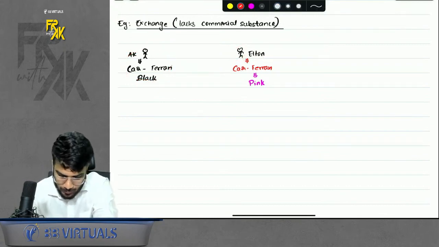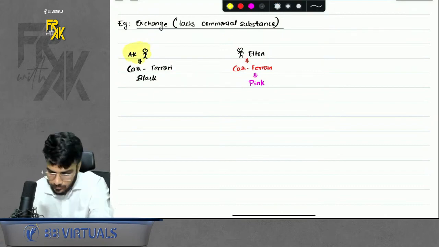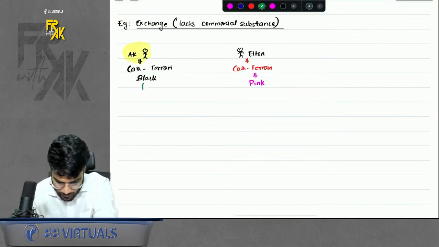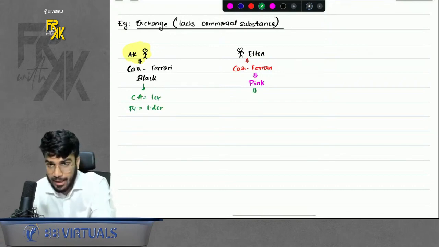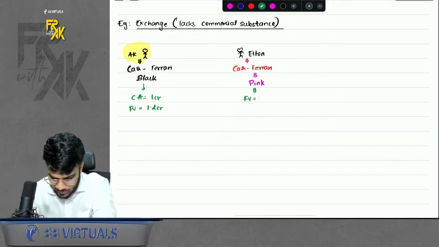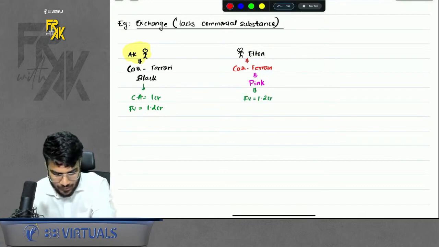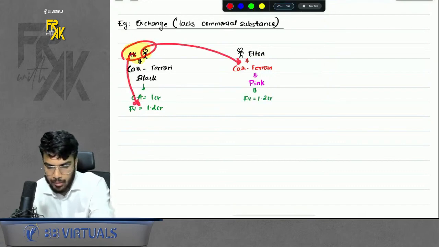We are talking from the point of view of AK. We will discuss everything from his point of view. For AK, I will also give you some figures. The carrying amount is 1 crore. The fair value is, let's say, 1.2 crore. For Elton, we don't have the carrying amount. We only have the fair value, that is 1.2 crore. If we are AK, we will know our carrying amount. We cannot know the carrying amount of other companies.